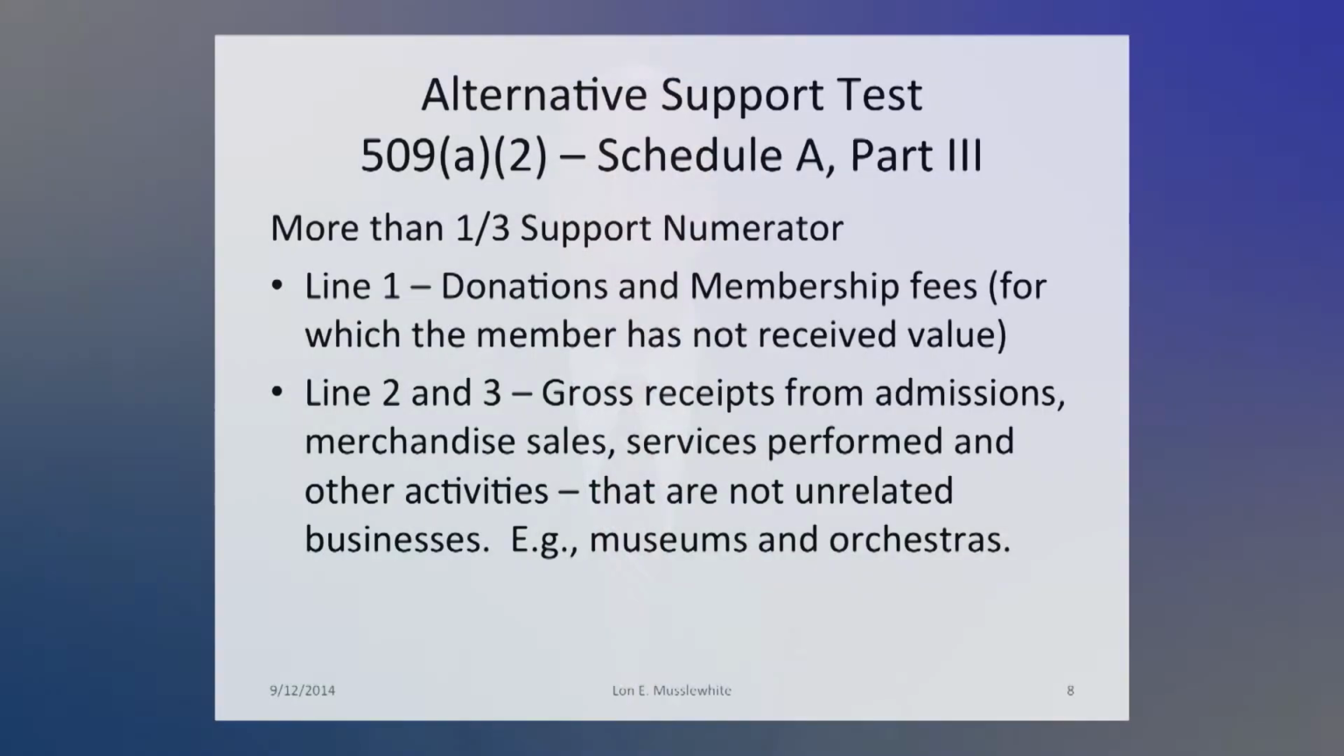Let's take a look at the numerator for the 1/3 support. On line 1, you have donations and membership fees. The membership fees are fees from members that are not in exchange for value. And then line 2 and line 3, which is gross receipts from admissions, merchandise sales, services performed, and other activities that are not unrelated businesses. So for example, museums and orchestras would have this kind of gross receipts revenue.